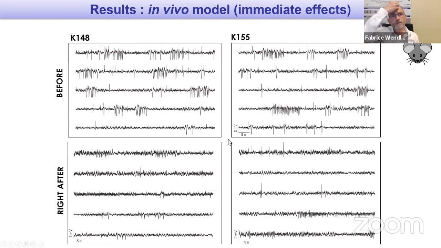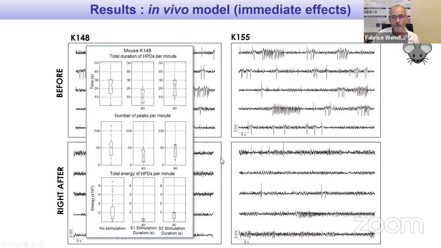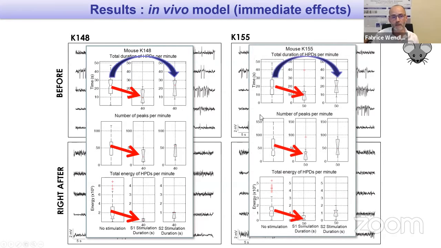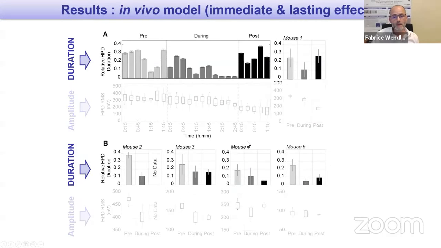So these are 2 examples of mice. This is before stimulation, and this is after stimulation. And as you can see, even by visual inspection, there are fewer HPDs right after the stimulation. This can be quantified, of course. In this mouse, as predicted by the model, we do have a lowering of HPDs for cathodal stimulation, but we did not observe in the experiments the increase of HPDs when we do anodal stimulation. And the results are relatively consistent from one animal to another.